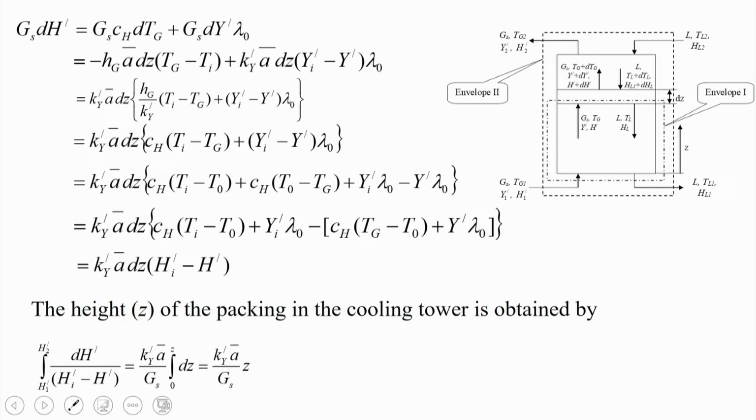If we integrate this, 0 means this bottom line, that is station 1, and 2 means the top of this cooling tower, and the total height will be z. So, we will be getting the total integration of dh' by h_i' minus h' equal to k_y' a-bar by G_s into z. From there we will be getting this height z.